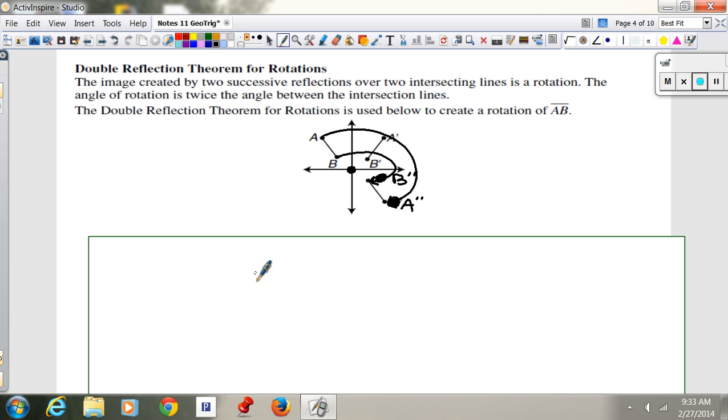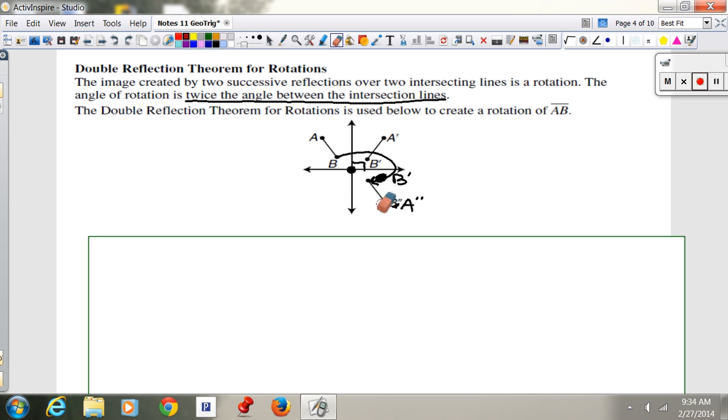How many degrees rotation did I just do? 180. How much is each angle here with these two intersecting lines? 90. That's what they're saying, that it's twice the angle between the lines. The angle of rotation is 180. The angle between the two lines was 90. So it was twice as much. Between the two axes, the y-axis and the x-axis, is 90 degrees. And the whole rotation would be a 180 degree rotation. So it's twice as much. So that's what that looks like.